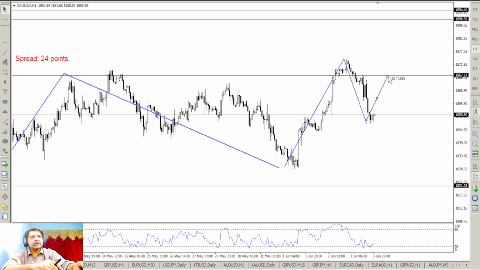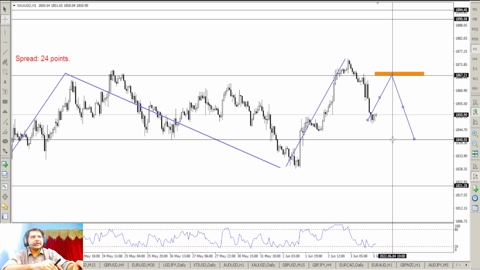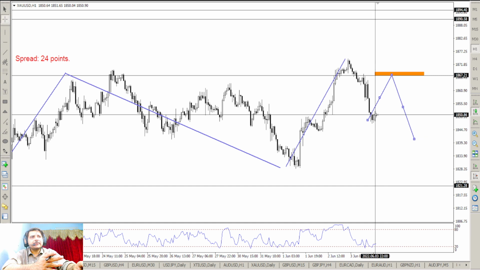let's suppose if the market goes up there and for some reason it stops right here, then obviously a downward move till 1840.50 on Monday and Tuesday is expected, and from there the market will try to go up. So in that case, the long-term traders whose stop losses are right here will be saved, and these traders who took a buy from here, their stop loss will be hit.